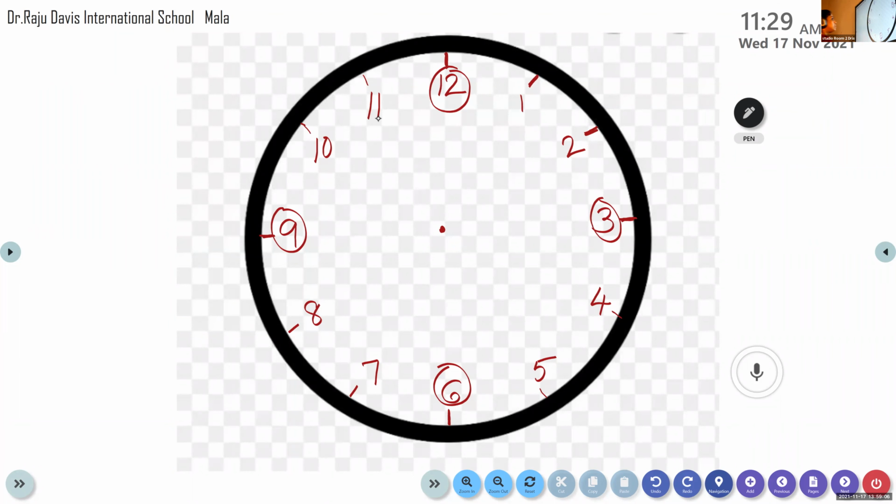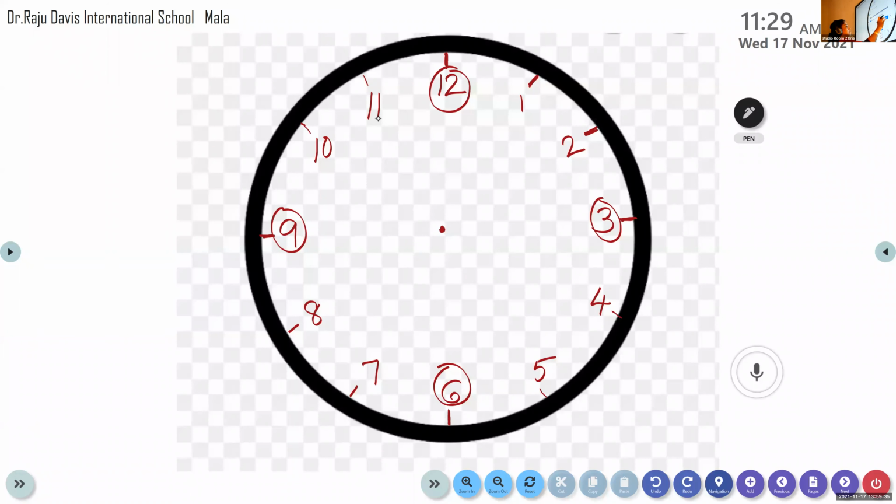Hiba, what you're doing there? Listen here properly. Now you can see, children, listen here. You can see in this circle, we arranged the numbers equal distance, isn't it? We arranged it equally. Proper space is there in between the numbers. So like this way, you have to draw when you are doing in the notebook. Understood the way how to draw the clock?